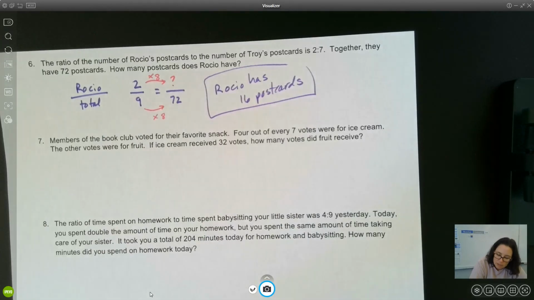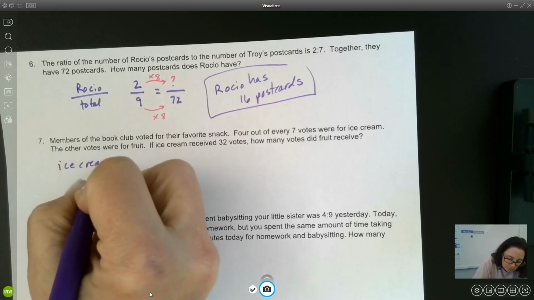Okay, so we've got several ways we can do this. And you've got to think about parts versus whole. Parts versus whole, that's important, okay? Several ways to do this. Here's one way.